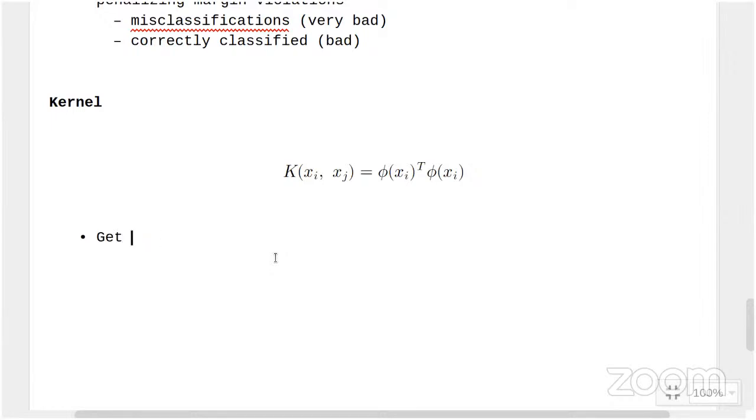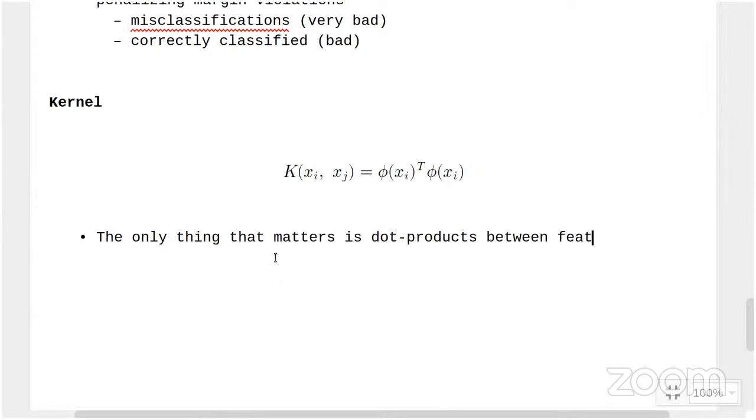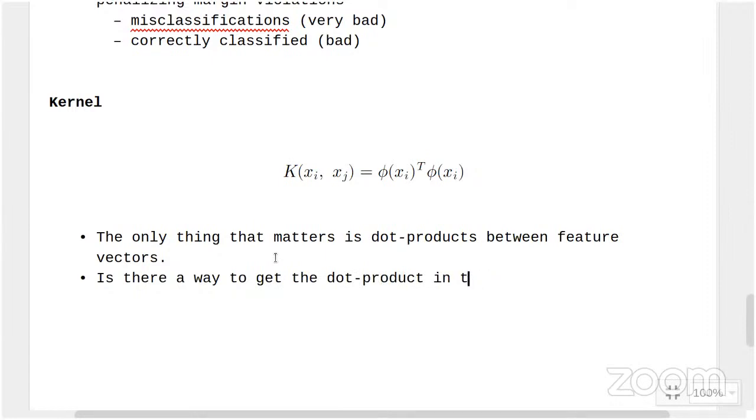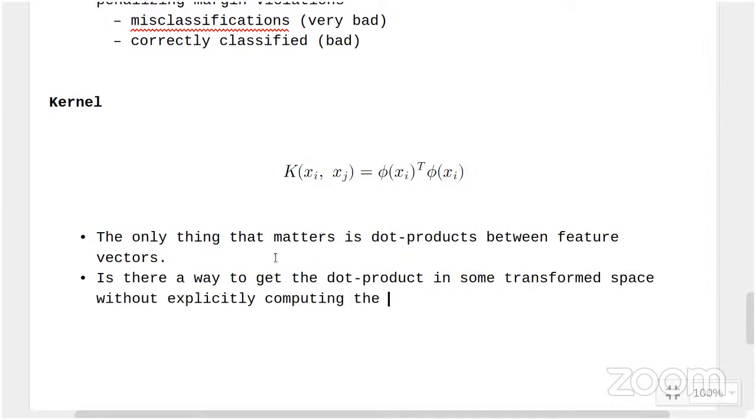The first motivation is, the only thing that matters is dot products between feature vectors. First point, right? Second point is, is there a way to get the dot product in some transform space without explicitly computing the transformation?